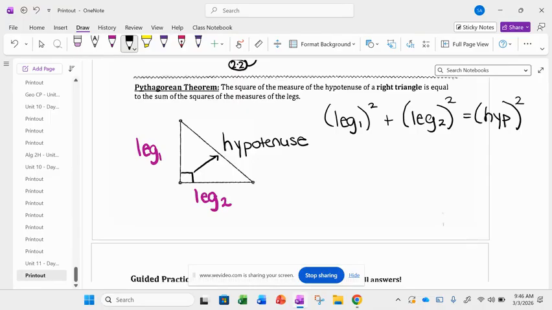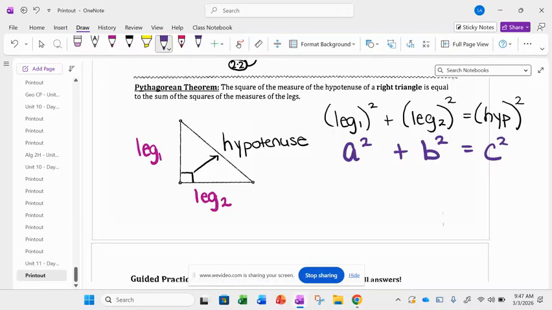Now, I bet you guys have never heard of this before in your life. Leg 1 squared plus leg 2 squared equals the hypotenuse squared. But what you may have heard of is a squared plus b squared equals c squared. Has anybody heard of that before? A squared plus b squared equals c squared. Okay, maybe a few more people.